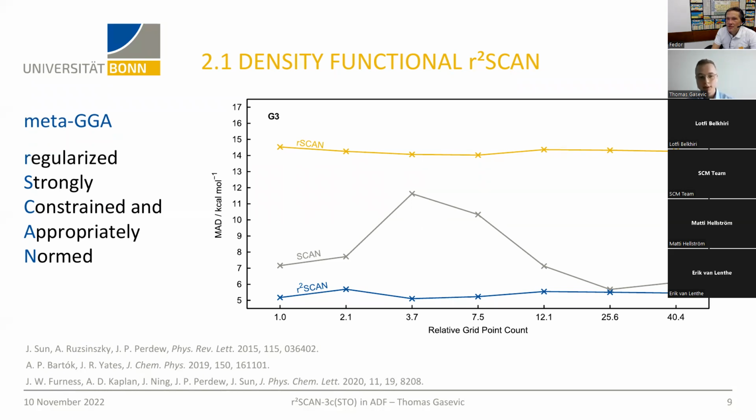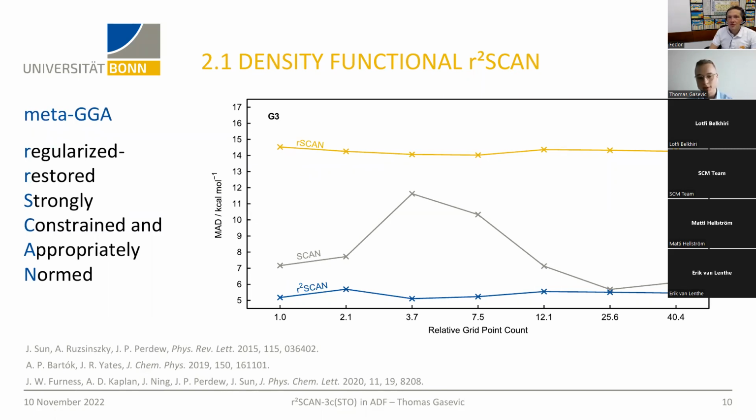Then in 2019, Bartók et al. proposed the regularized SCAN functional, or short rSCAN. For this, you can see the results over here. There's now no grid sensitivity anymore, but the accuracy went down quite dramatically, so it's actually not really usable. And then in 2020, Furness et al. proposed the regularized restored SCAN functional, or short r2SCAN. For this, you can see the results down here. There, the grid sensitivity is not so large anymore, and the accuracy is even better than with SCAN. So it's the perfect basis for a DFT composite method such as r2SCAN-3c.